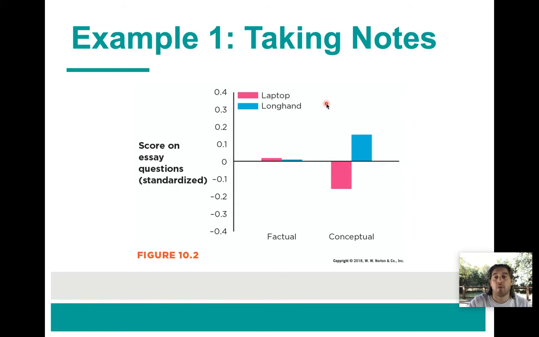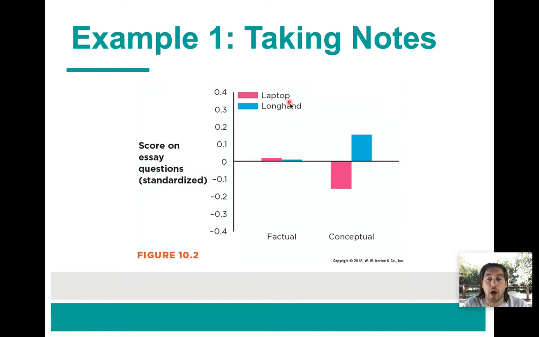Then we follow up with a test of their knowledge. And this experiment split knowledge into factual knowledge and conceptual knowledge. So what we have here is one independent variable. That's what we call the thing that we manipulate. So in this case, the independent variable is note-taking, or type of note-taking.